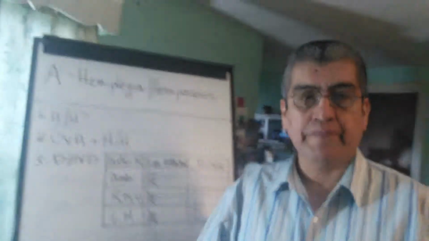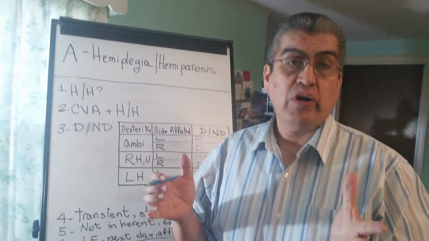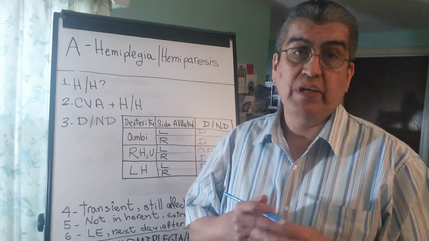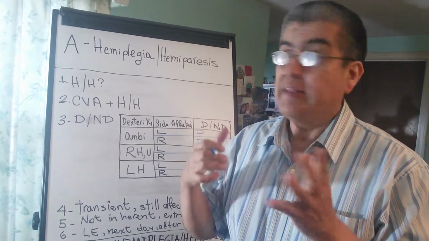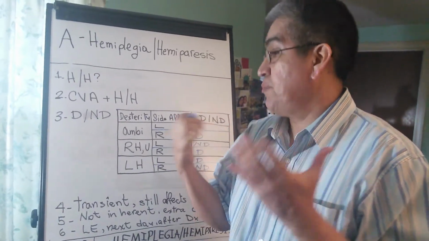Hi, good morning. This morning we're going to do a quick review of the theory for hemiplegia and hemiparesis. We're still in the nervous system, and the conditions that we're going to study today are hemiplegia and hemiparesis.